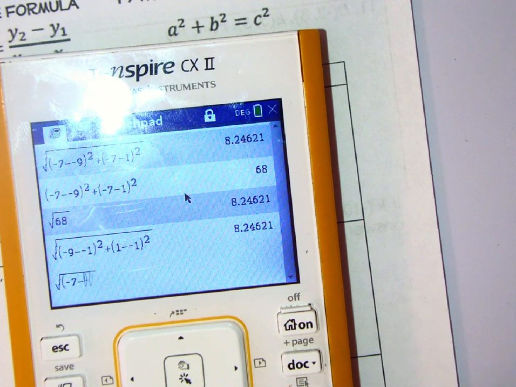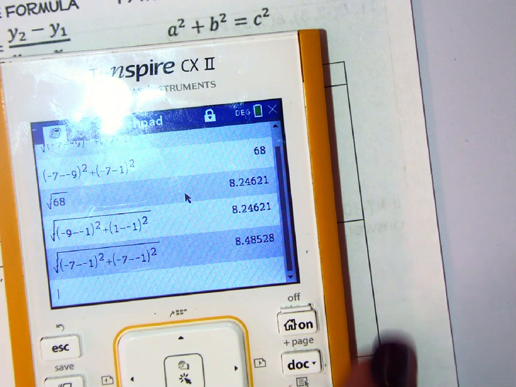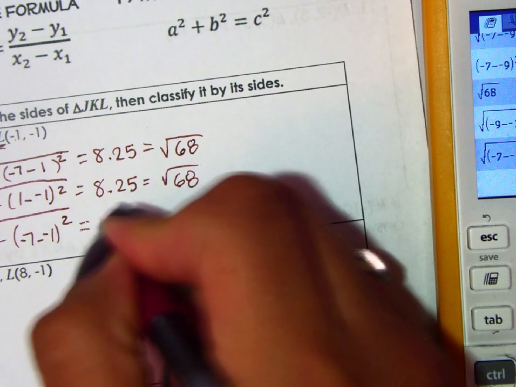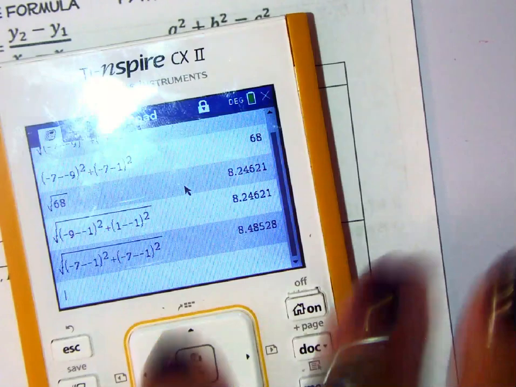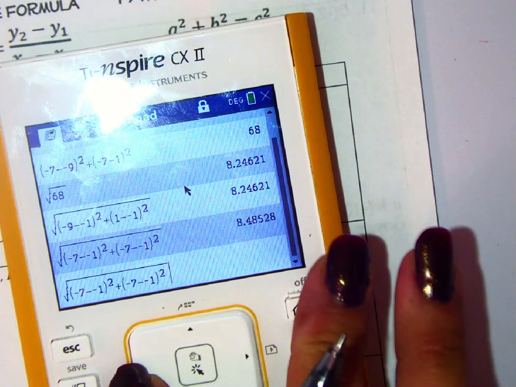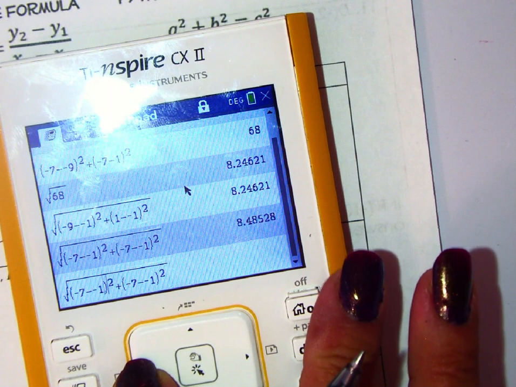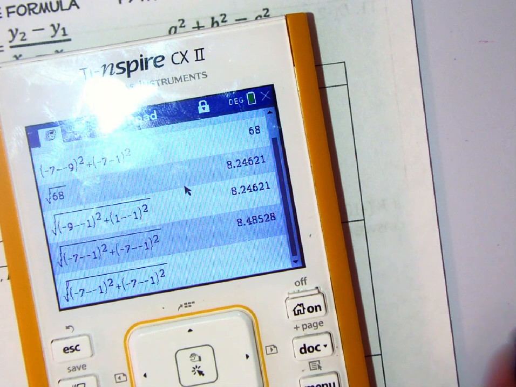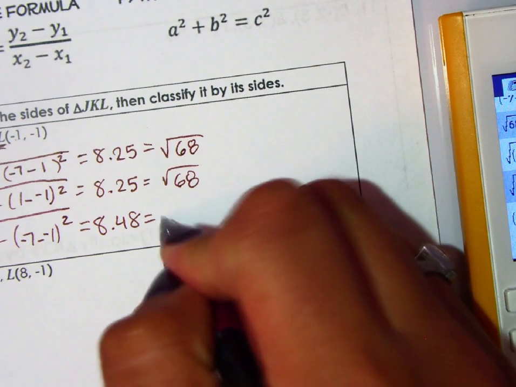-7 minus -1, and -7 minus -1. So that's 8.48, not the same. If we turn that into a number before the square root, we can see that it's not the same. So that was a 72. So the square root of 72.